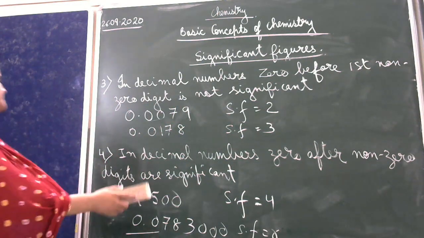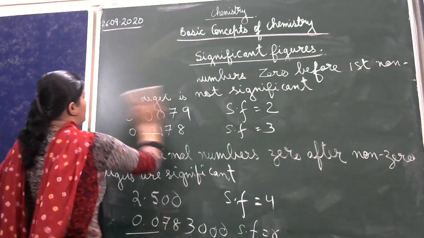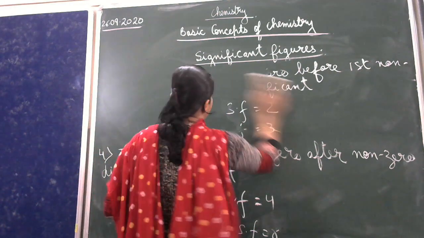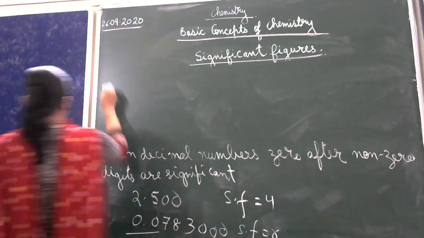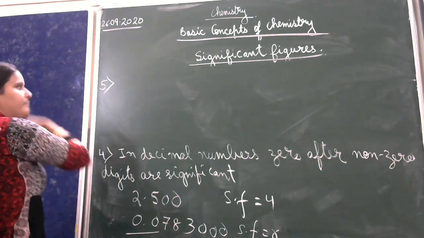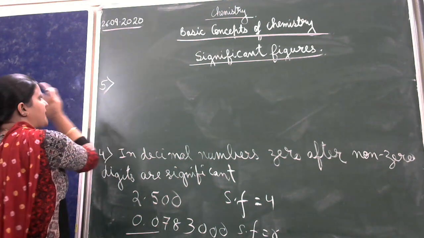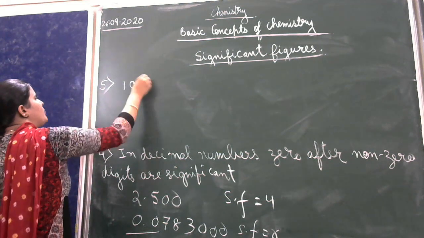Then, next two. For the fifth rule, suppose a number is given to you. This is the fifth example. For a different type of number, suppose a number is given to you as 100.